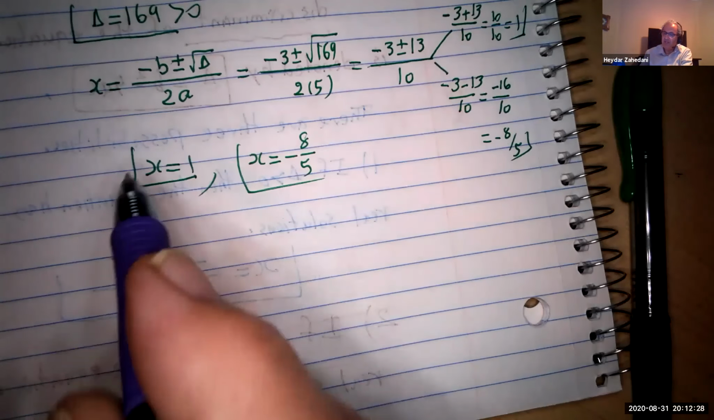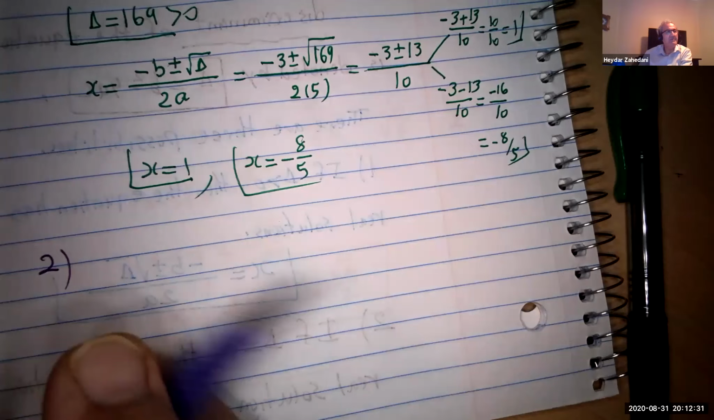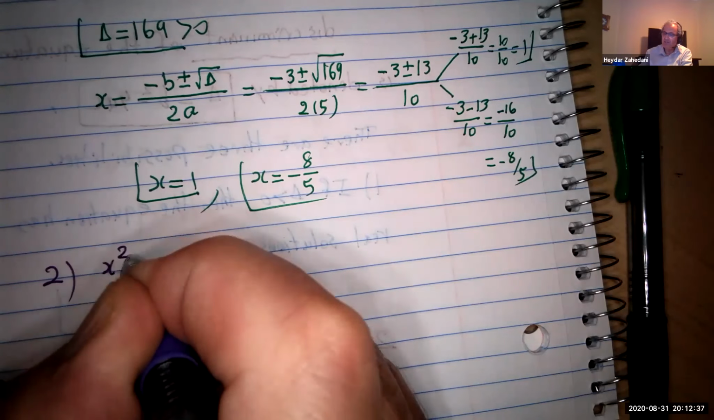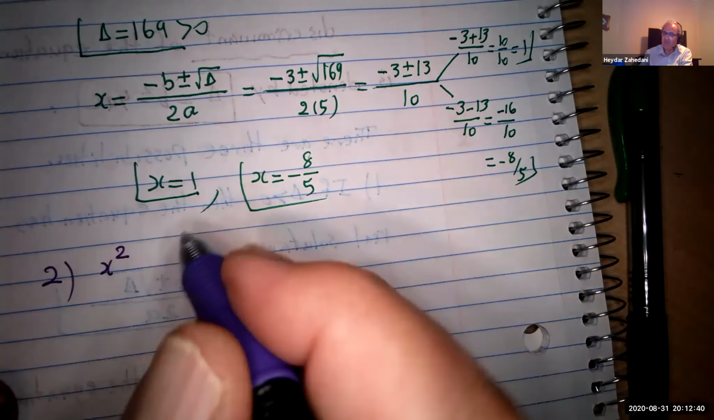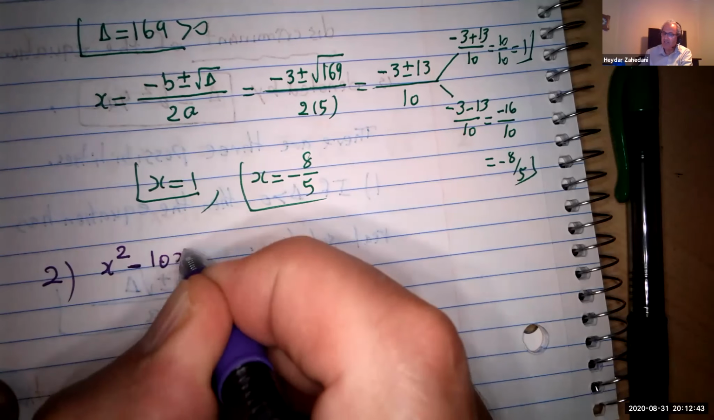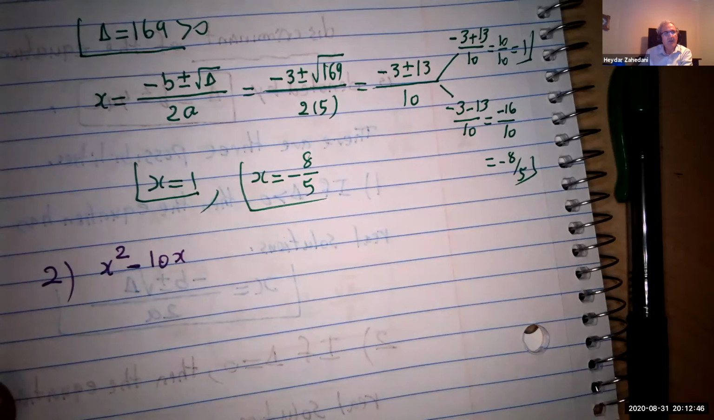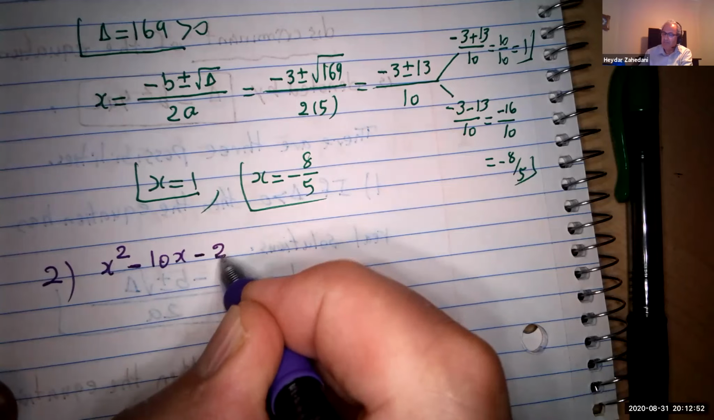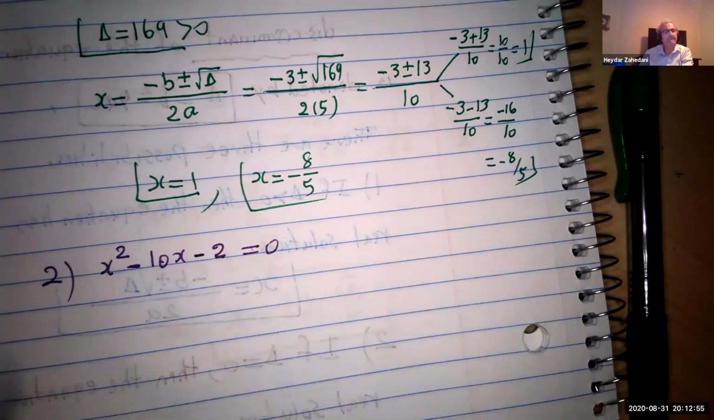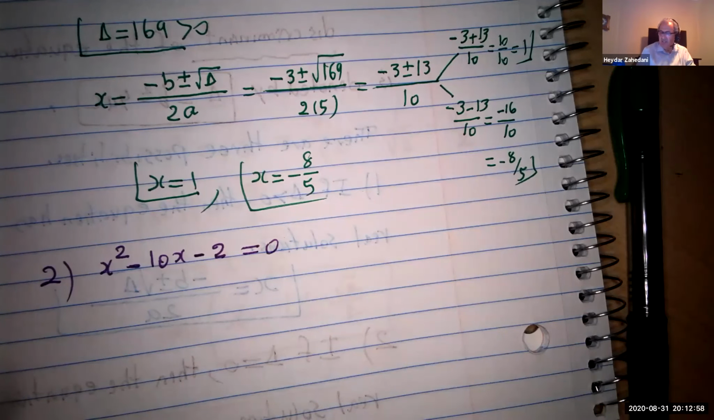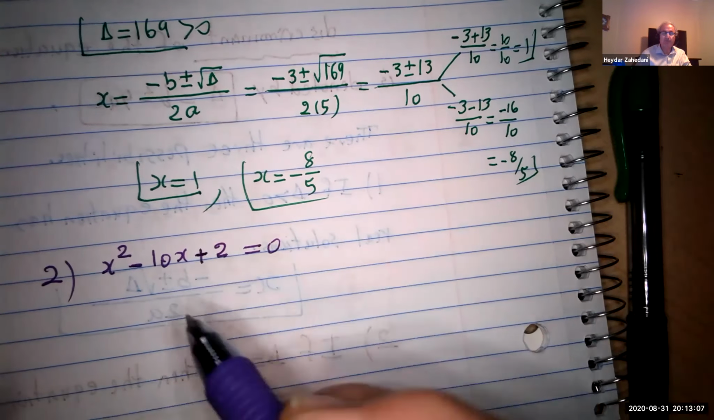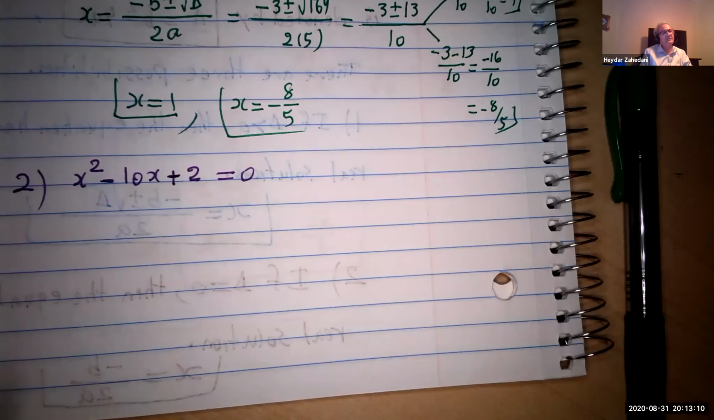That's type one, nice. And in type one, sometimes you have a little bit of algebra involved. So what is going to be this case? We have x squared minus 10x minus 2 equal to 0. This is going to be the equation that we are going to be interested in. Okay, so this is it. Maybe a positive 2 would be better. Let's see what is special about this one.